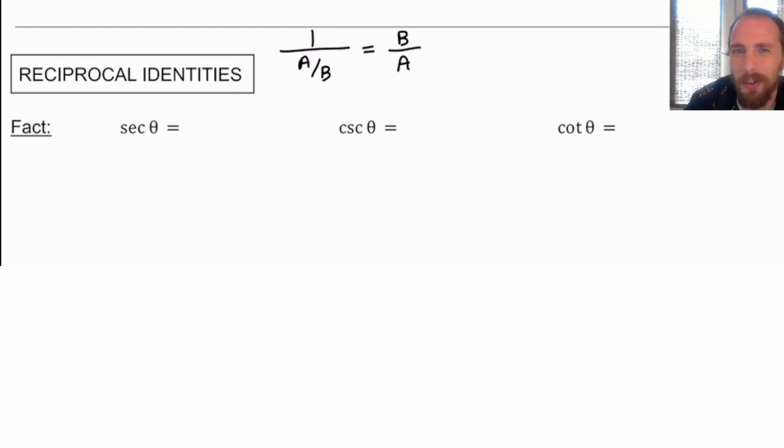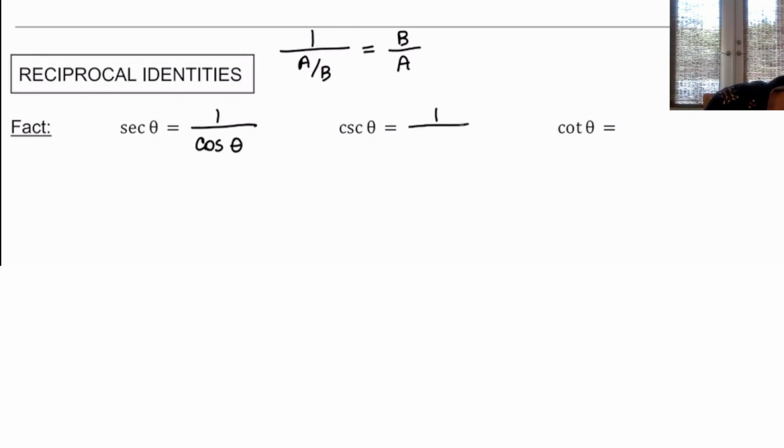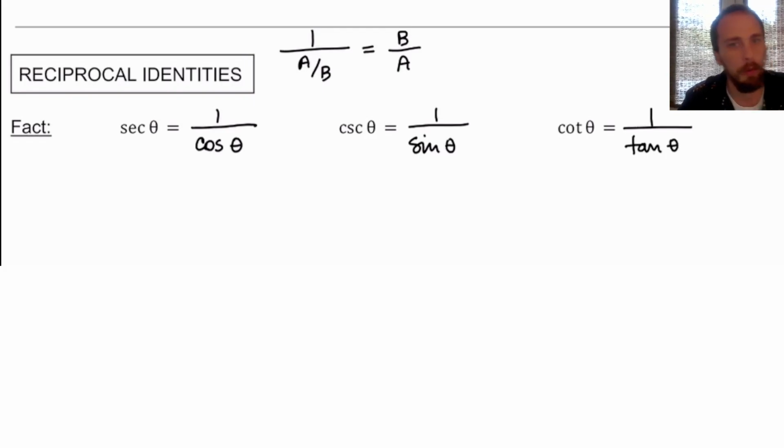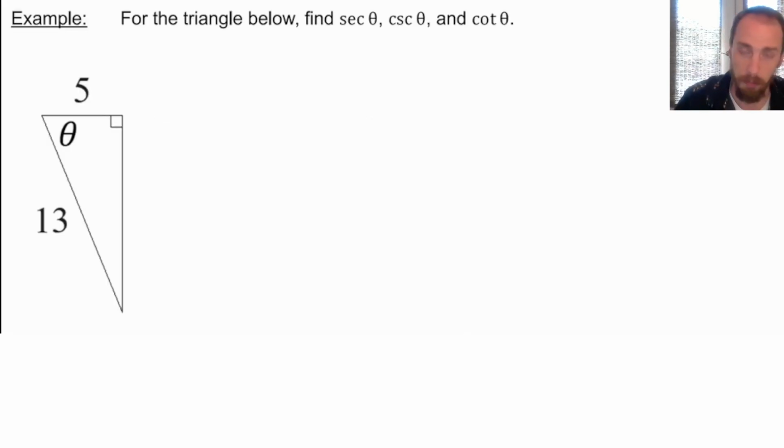So if secant looks like cosine but flipped, we are going to be able to say that secant theta is 1 over cosine theta, and that cosecant of theta is 1 over sine theta, and cotangent of theta is 1 over tangent theta. And these are going to be important identities for us to know. Also, this is how I would recommend computing values of secant, cosecant, and cotangent. As you'll see on this example, I'm just going to find sine, cosine, and tangent and flip.